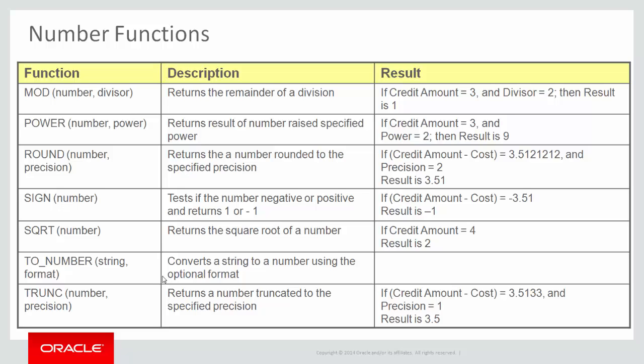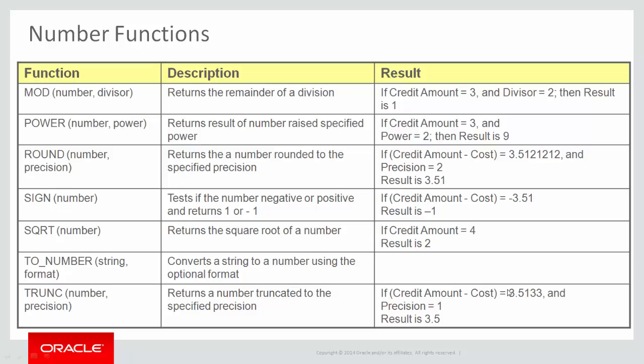And the next one is a truncate function. Where round was rounding up or rounding down based on the precision level, what truncate does is it just cuts it off at that precision level. So for example, if we had a value of say 3.5133 and we have a precision of 1, or 1 decimal place, then the result would be 3.5.